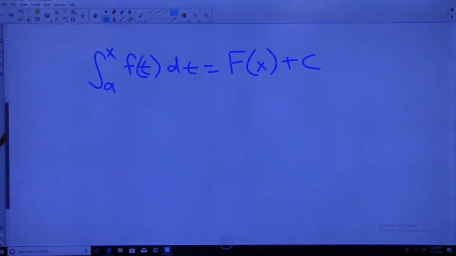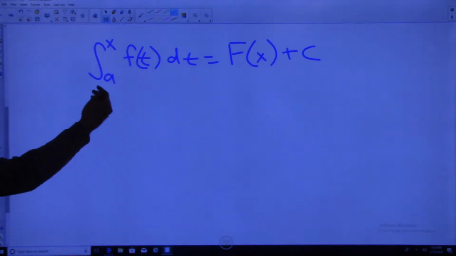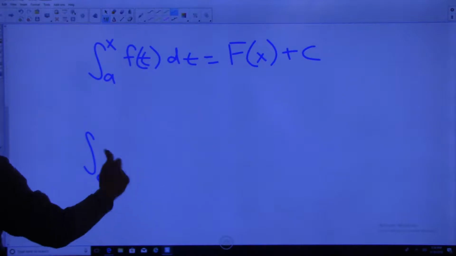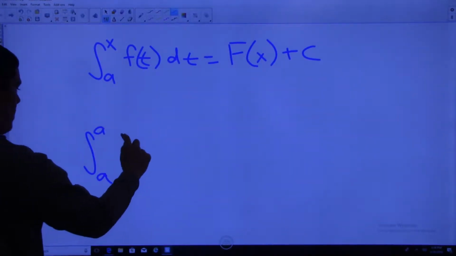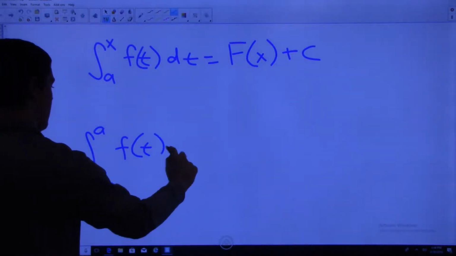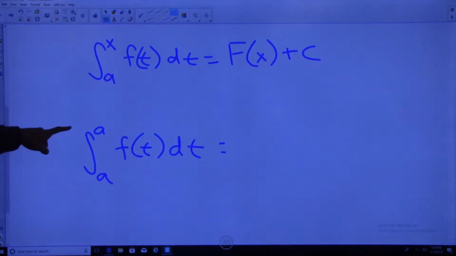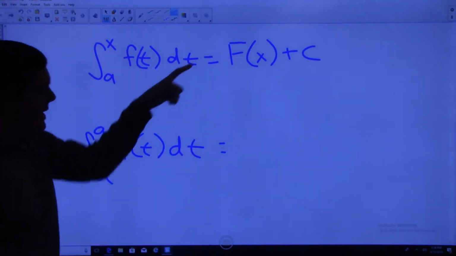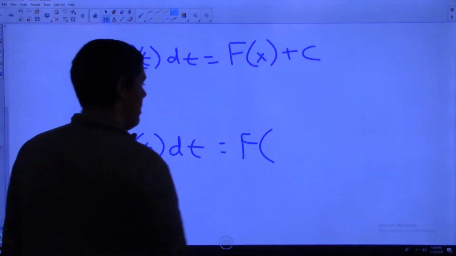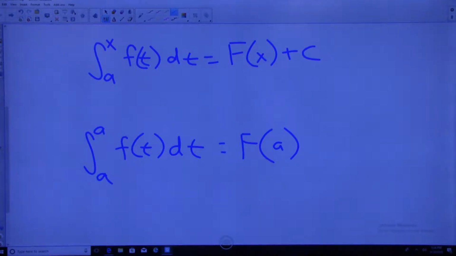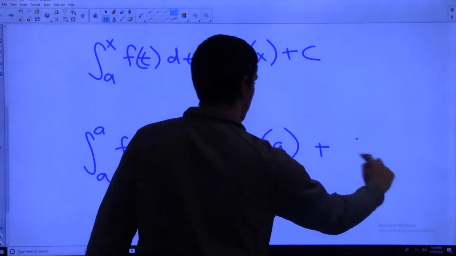Instead of going from a to x, let's say we go from a to a of f of t dt. If I changed x to a, then this would be capital F of a instead of x. We would plug a in for t instead of x. We still have this plus c.